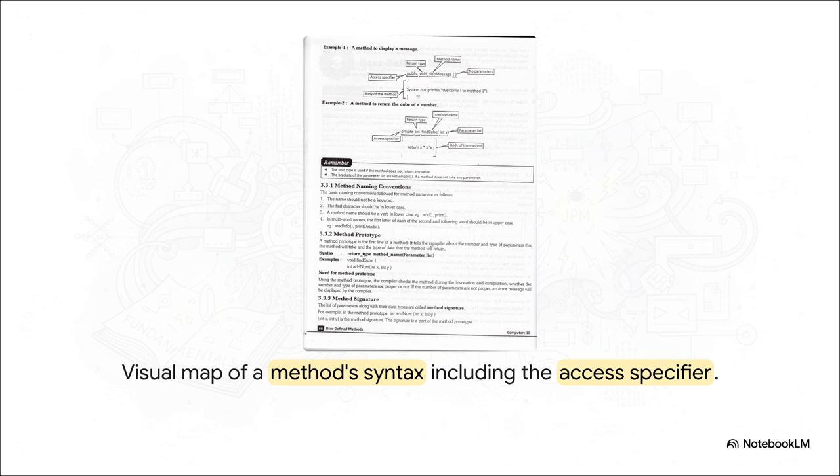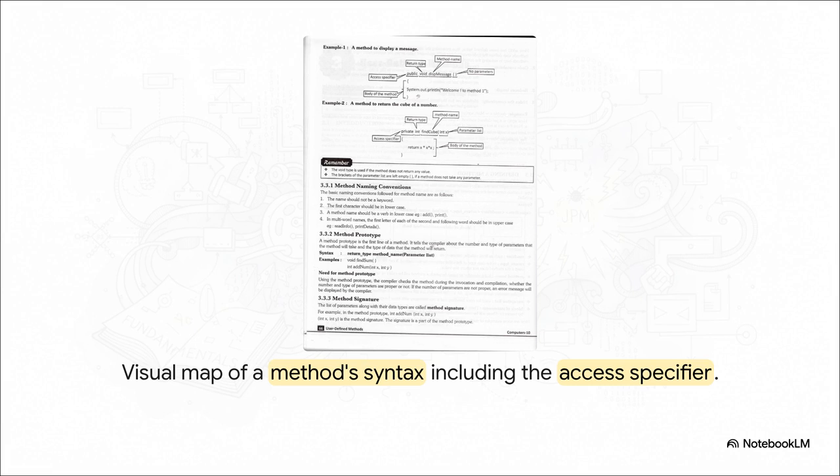So let's break down the actual syntax. We usually start with the access specifier, like public, which dictates exactly who is allowed to use this method. Next is the return type. If you see void, it means this specific method doesn't send any value back. It just performs an action and stops.